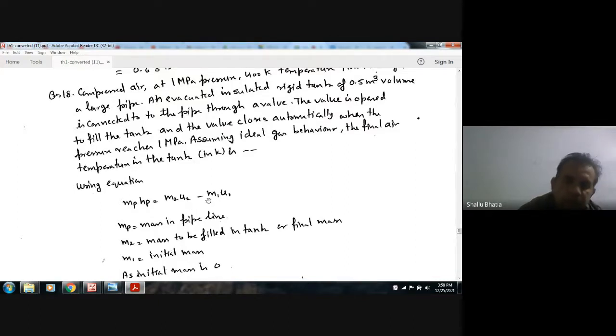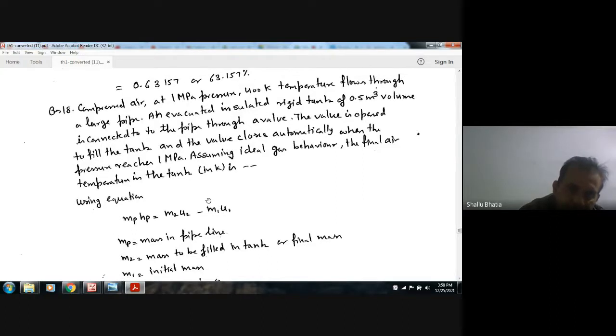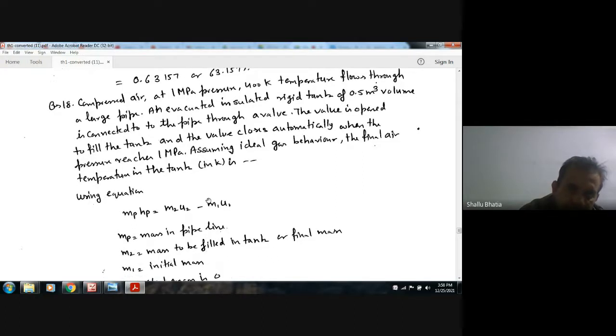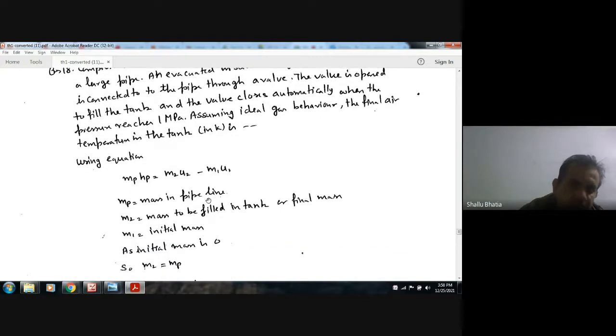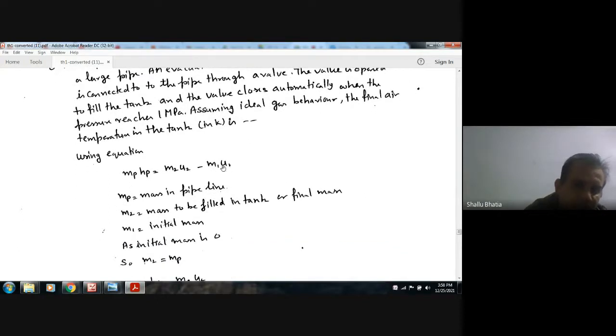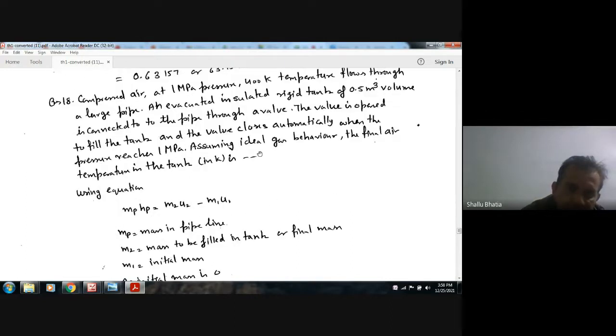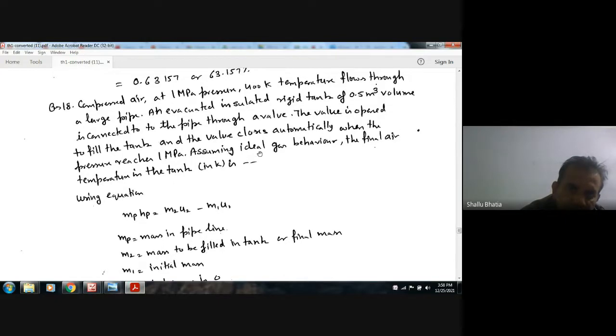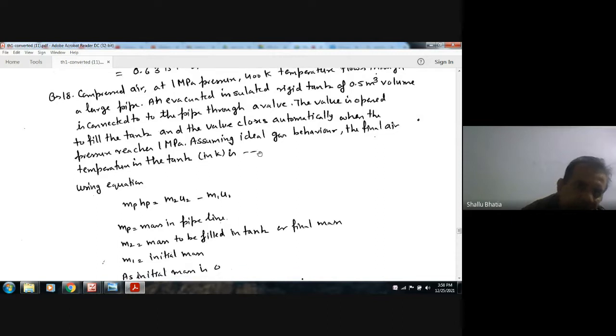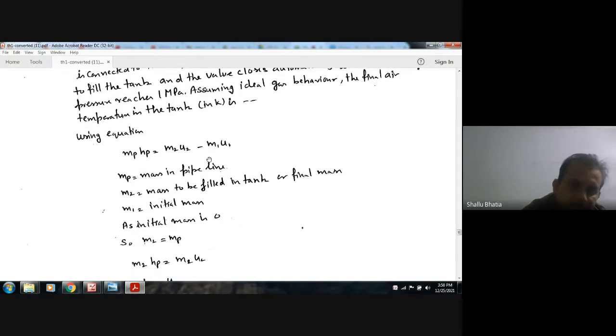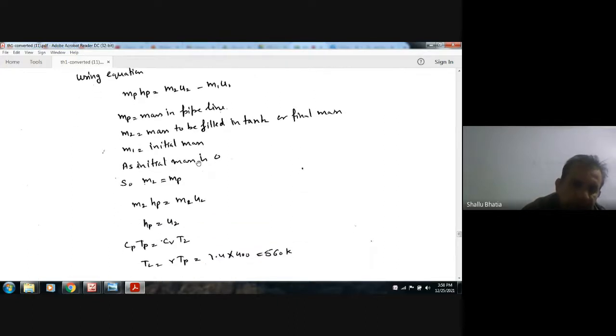Okay, so initially the tank is empty. So M1 is zero. Initially the tank is empty, so this quantity is zero. So mp hp is equal to m2u2.